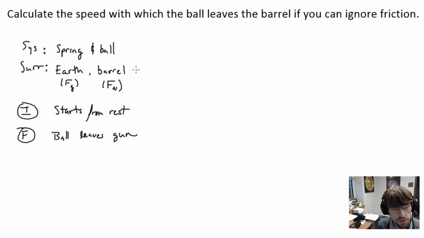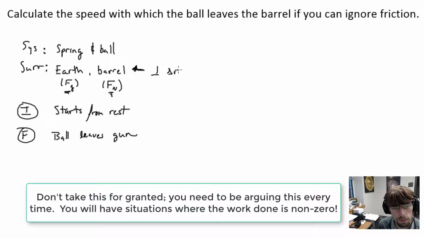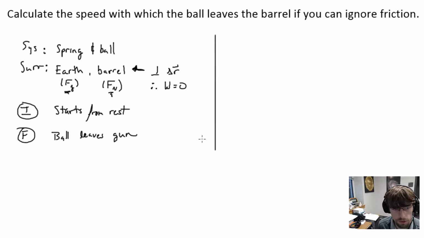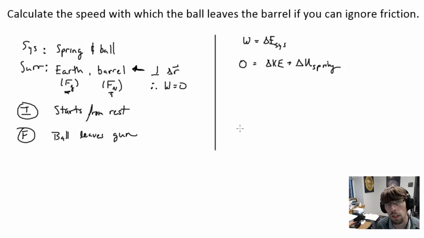Well, we could do our same song and dance if we think about the earth and the barrel and think about the direction of the gravitational force and the normal force. We realize that these forces are perpendicular to the displacement, and therefore the work done by these forces is zero. Now, of course, you see where we're going here. We'll say work is equal to the change in energy of the system. We've argued that the work is zero, so we'll put 0 over here, equals, in the forms of energy available to us in this problem, kinetic energy and potential energy in the spring.